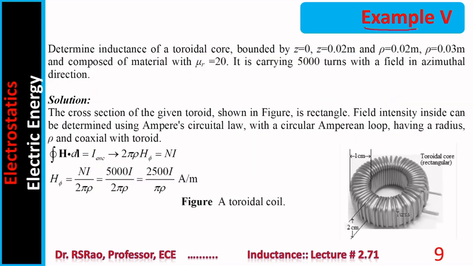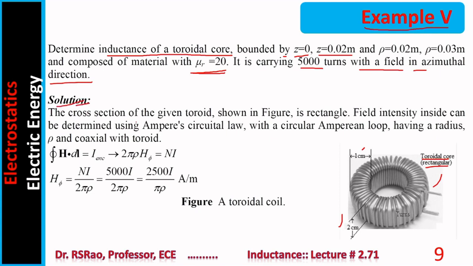Another problem, example 5. Determine the inductance of a toroidal core bounded by z equal to 0, z equal to 0.02 meters, and rho equal to 0.02 meters and 0.03 meters, and composed of material with mu r equal to 20. It is carrying 5000 turns with a field in the azimuthal direction. It is shown here. Several turns are there on the toroidal core. It is rectangular, 2 cm height, 1 cm width. This coil is wound on a material with mu r equal to 20.